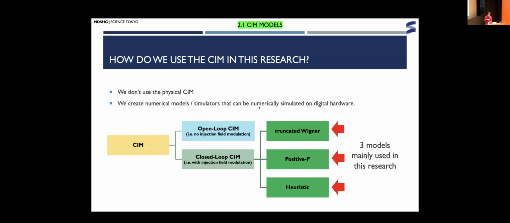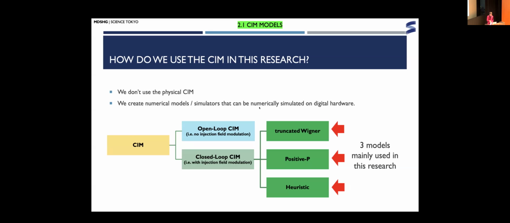Now we know what Coherent Ising machines are and what the problem is as well. And there are three solutions proposed so far. I have to mention here that we are numerically simulating these Ising machines. We are not using physical CIMs to do this. In the current literature, the measurement feedback CIM can be divided into two systems, open loop or closed loop.